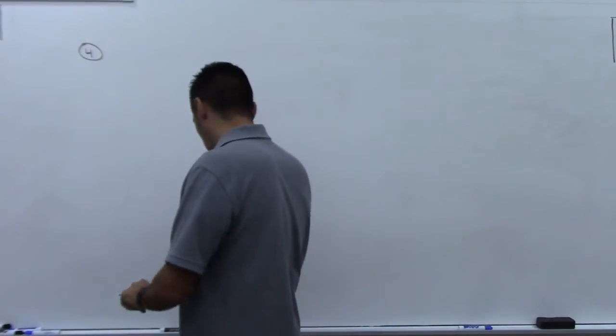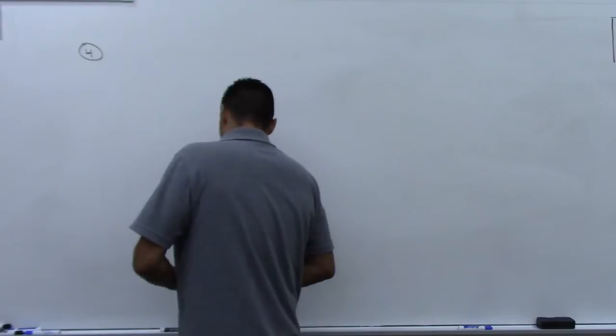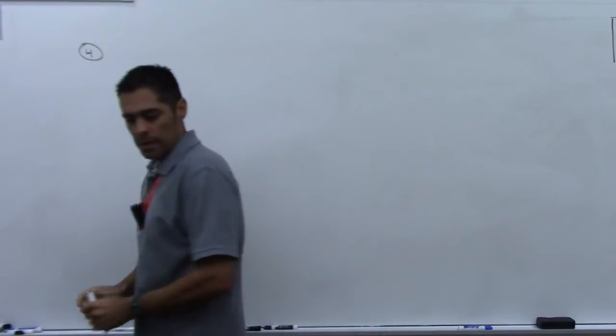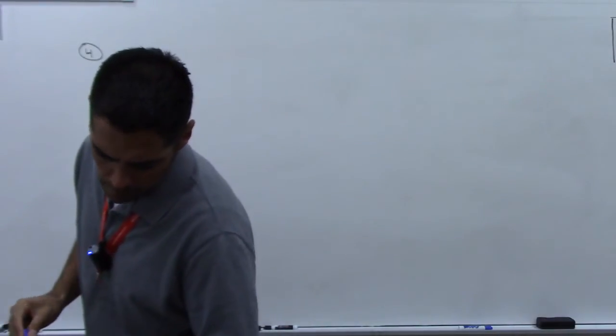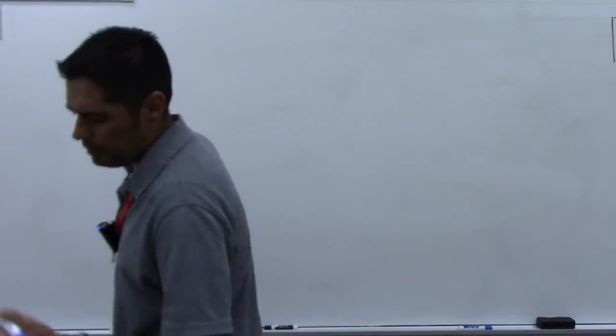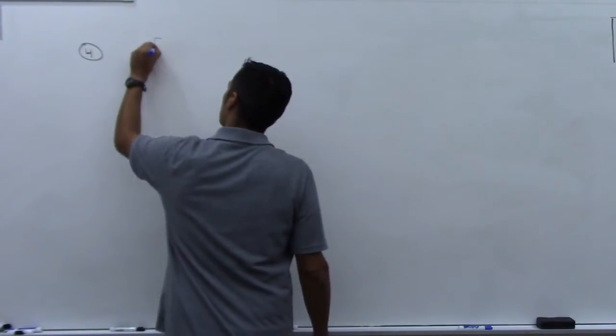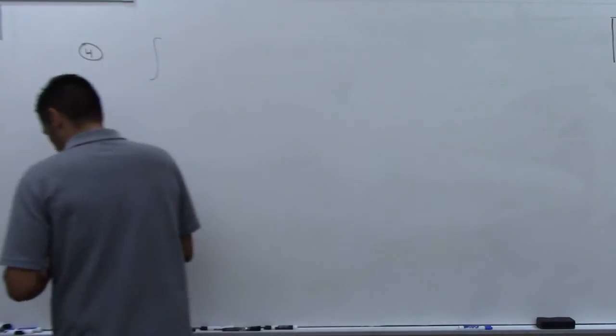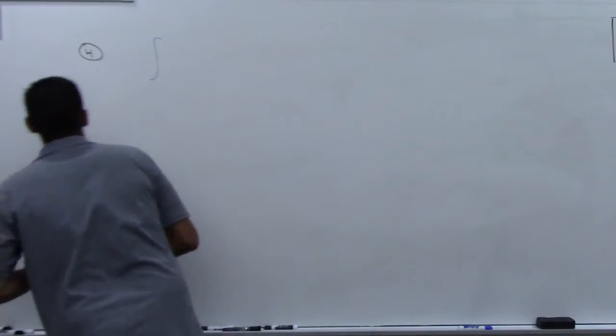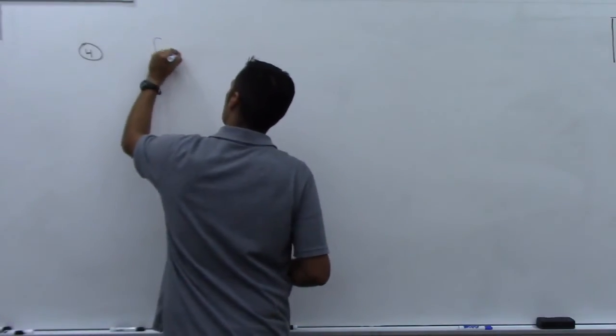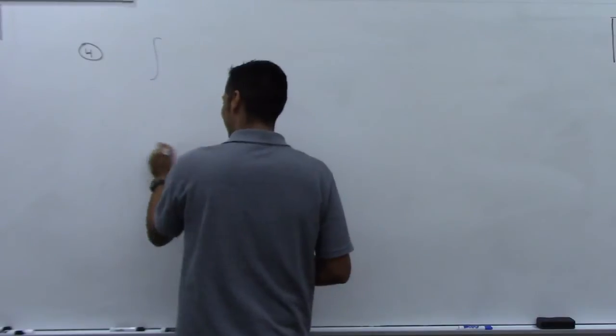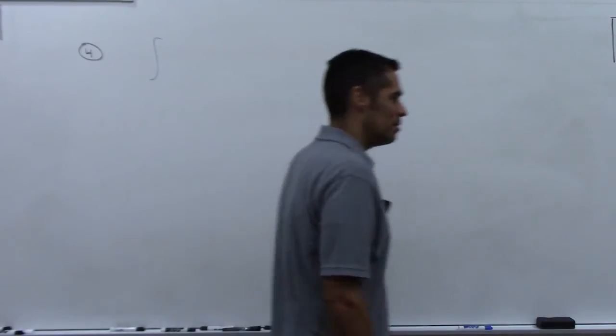I can already tell that marker's not going to be good. Try a blue one. Integral sine to the 5th. Oh, wow, no. Okay, I don't know why people don't throw these things away. Oops.